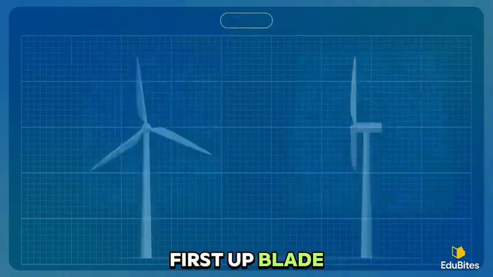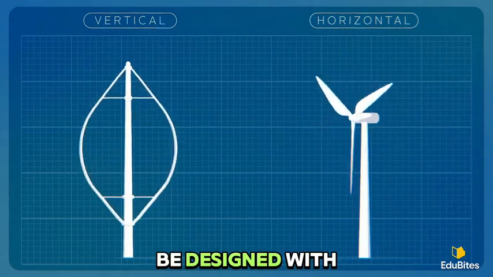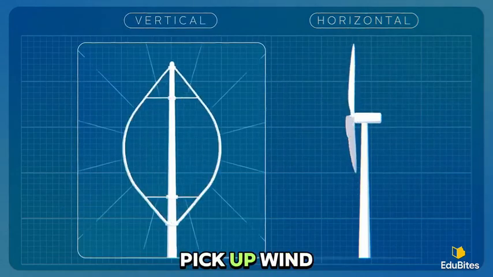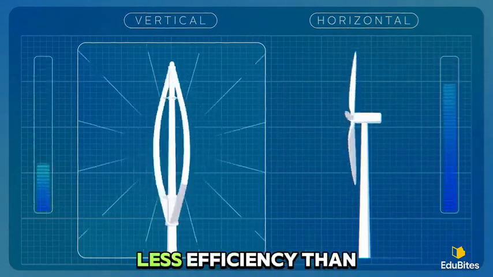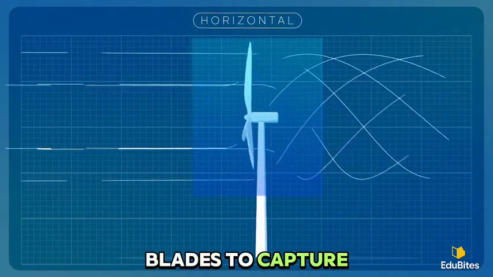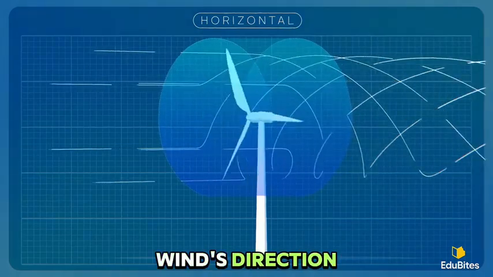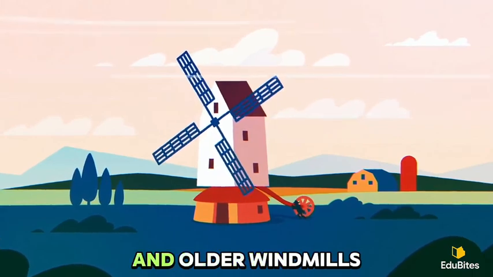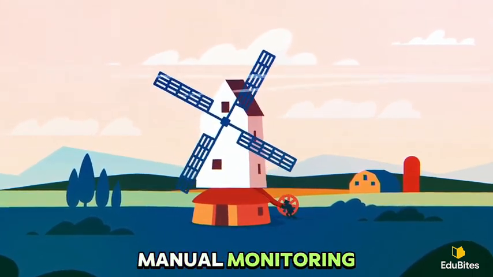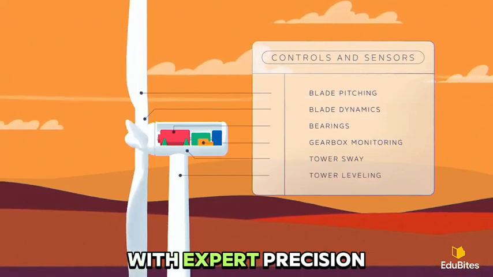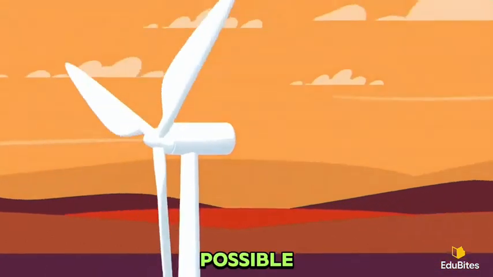First up, blade orientation. Wind turbines can be designed with their rotor on a vertical axis or a horizontal axis. Vertical blades can pick up wind coming from any direction, but with much less efficiency than horizontal axis rotors. Horizontal designs allow blades to capture the wind's full force by tracking the wind's direction and turning to face it. This turning process is called yawing, and older windmills achieved it through manual monitoring. Today, wind sensors and computer systems automatically adjust the blades with expert precision to capture as much energy as possible.